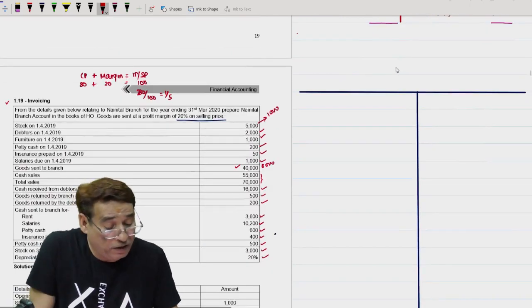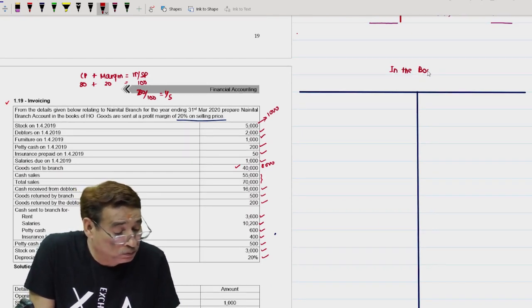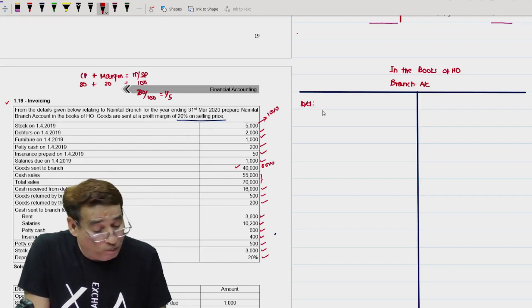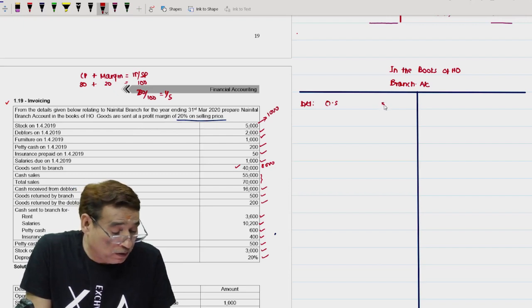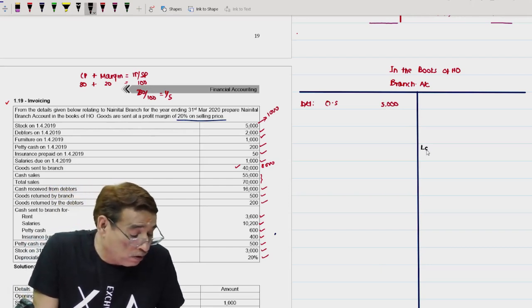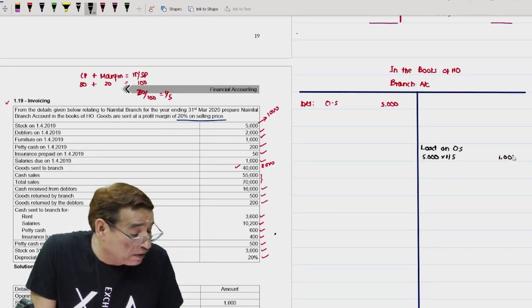So first of all, I will write here in the books of head office, branch account. Then I am going to write balance brought down. Opening stock is given to us. Opening stock is 5000. Towards the opposite side, I will write here loading on opening stock. Opening stock is 5000. Rate of loading is also 1/5. So I will write 1000 as the loading amount.